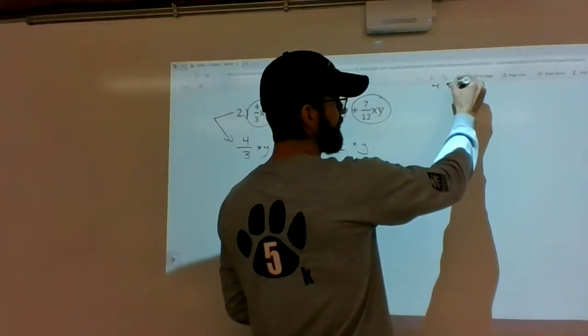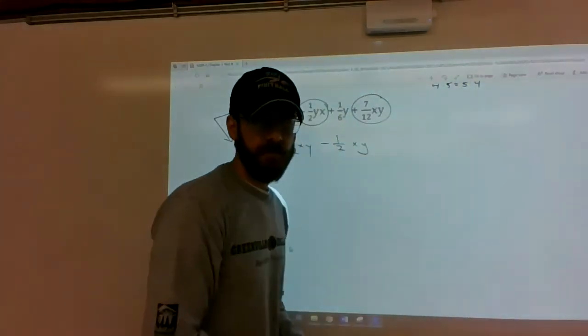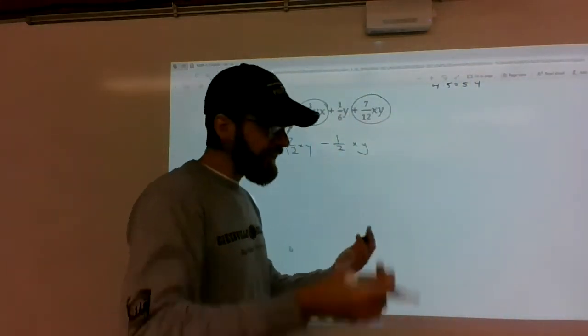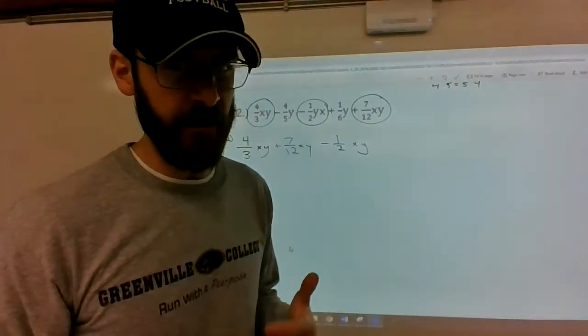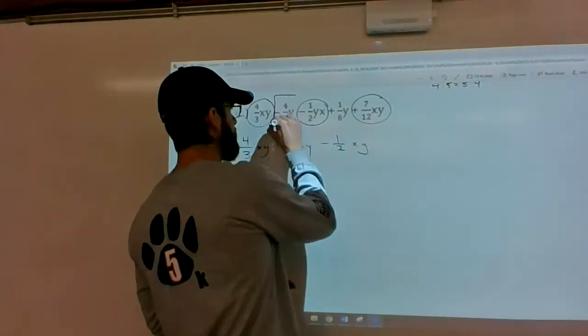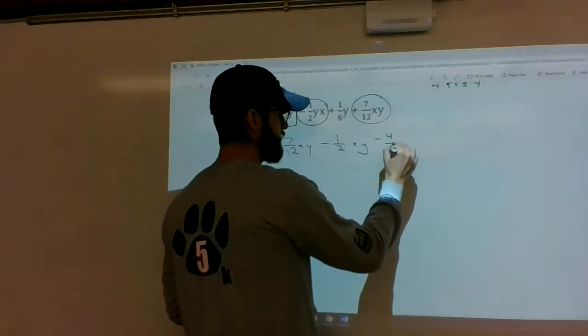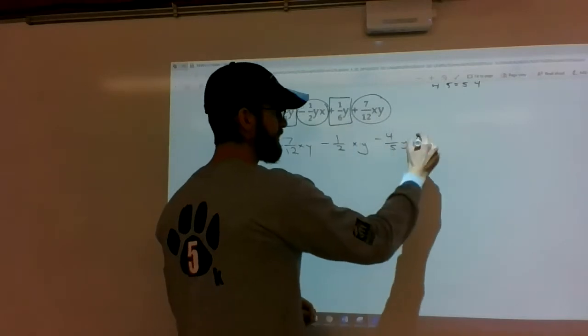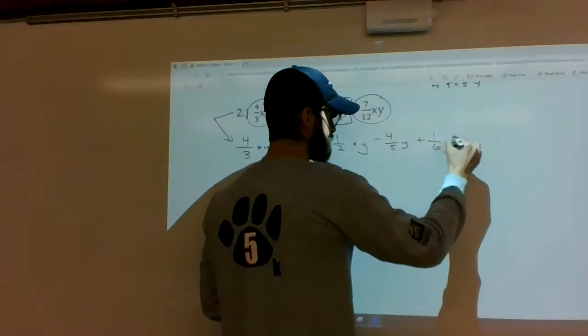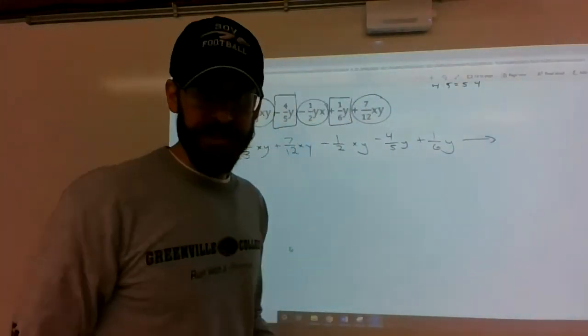Which is true just informally thinking about it. Is 4 times 5 equal to 5 times 4? Yeah, 20 equals 20. And you could think about a bunch of different examples that would probably lead you to that conclusion. Anyway, I'm going to get the y's together as well. So negative 4/5 y and positive 1/6 y. So that's the rearranging property, commutative.